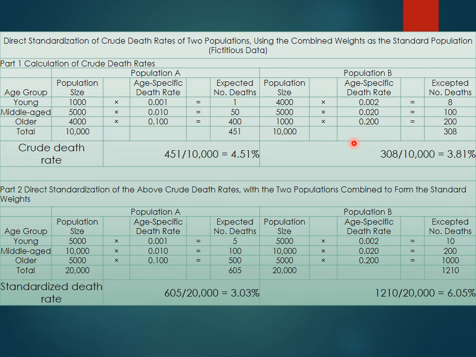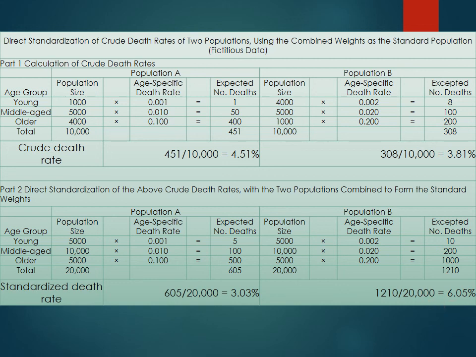And so if I were to look at 20,000 patients and combine both of these populations together, I'd have 5,000 young patients, 10,000 middle-aged patients, and 5,000 older patients. This is our fictitious population we're applying these numbers to, and you can then start to compare the death rates to one another. We'd see that with this standardized population, group A would have 605 deaths versus 1,210 for group B. So when you do this standardization, you can really see that Group B has twice as high a death rate as Group A does.